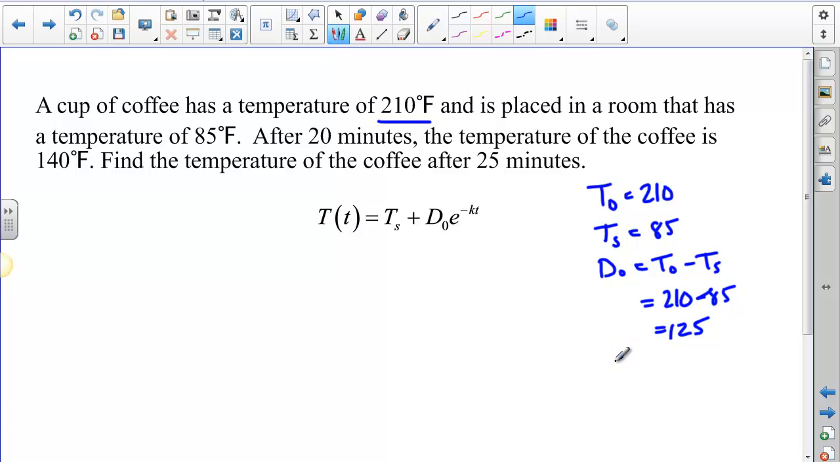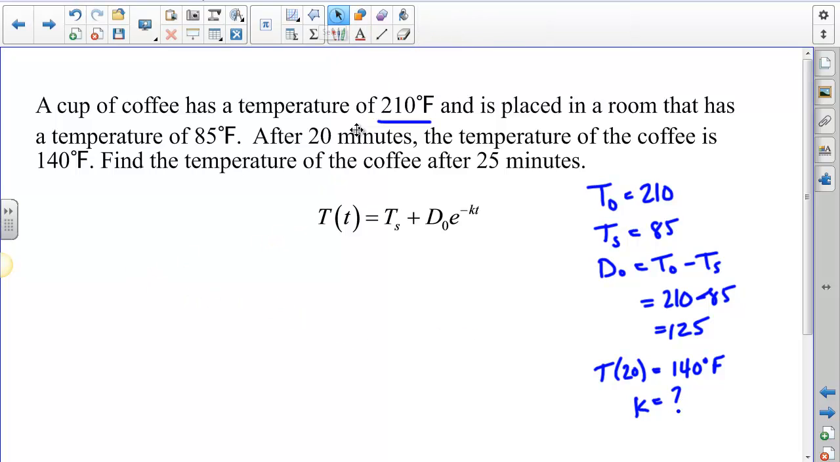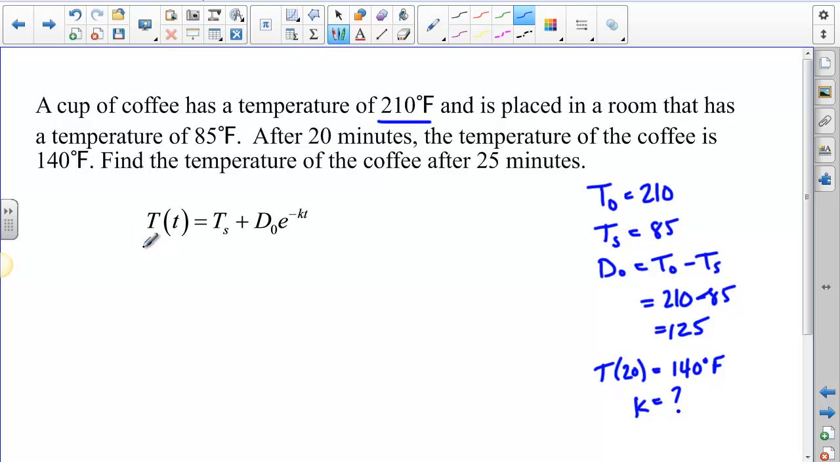We don't know K, but we do know that after 20 minutes, the temperature was 140 degrees Fahrenheit. And so really we know T of t right here, and we know 20 was t. What we can do then is use that information to find K. So plugging in what I know, I'm going to just use that as what we know. We know that T of 20 was 140 degrees, and we know T sub S was 85.